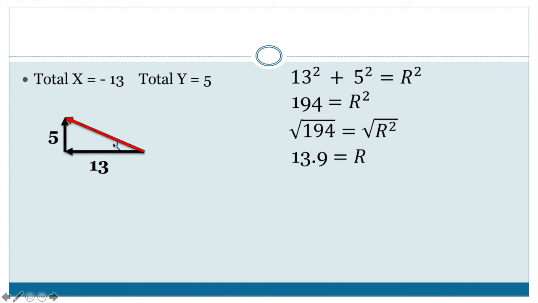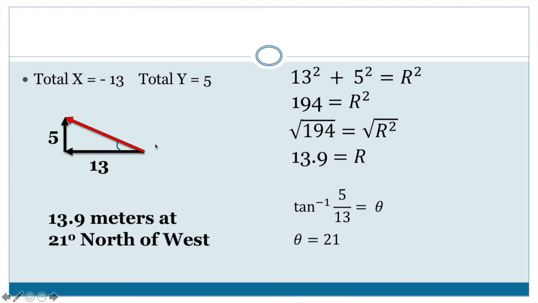Now we need to find the angle, and we're going to use inverse tan to do that. Our opposite side is 5. Our adjacent side is 13. So inverse tan 5/13 gives us an answer of 21 degrees. So now the last part of directions we need to say is the compass part, and this is north of the west axis here because it's touching west. So our final answer is going to be 13.9 meters at 21 degrees north of west.